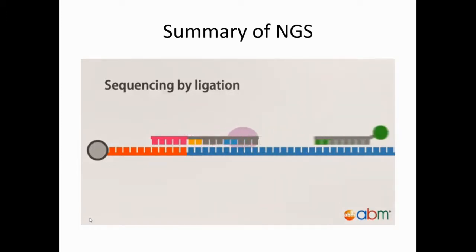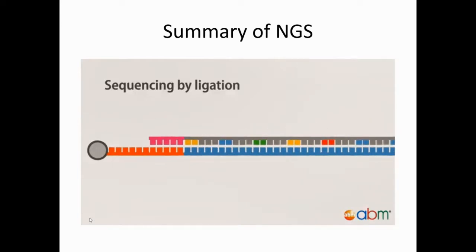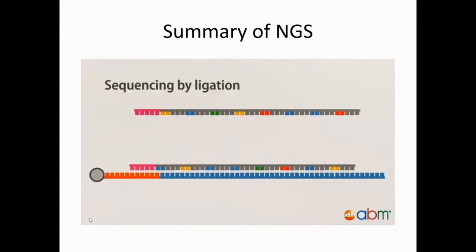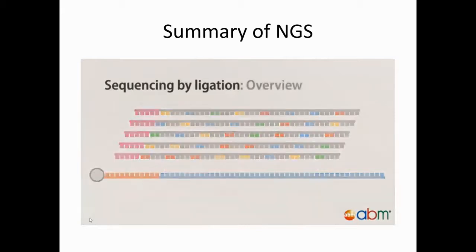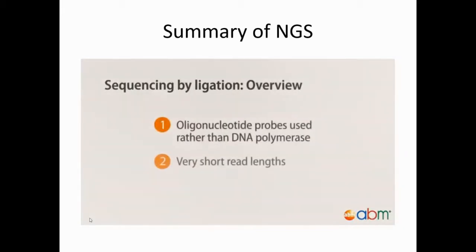and then the next cycle commences. After approximately 7 cycles of ligation, the DNA strand is denatured and another sequencing primer, offset by 1 base from the previous primer, is used to repeat these steps. In total, 5 sequencing primers are used. The major disadvantage of this technology is the very short sequencing rates generated.